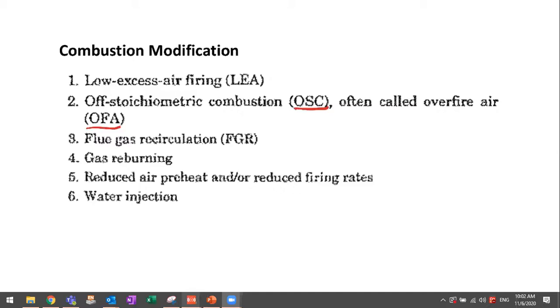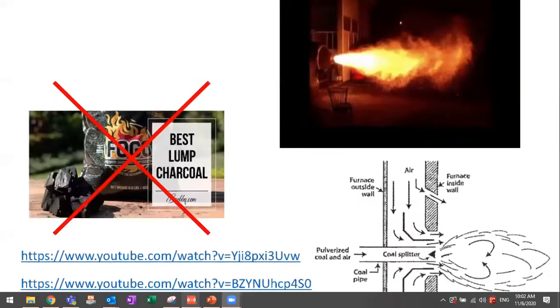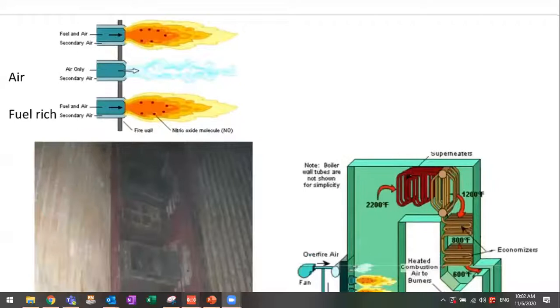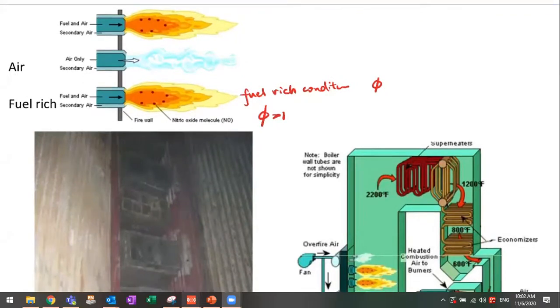Basically, the way it works is we're going to burn the fuel under a fuel-rich condition. We defined a parameter that's called the equivalence ratio. The equivalence ratio is larger than 1 in the fuel-rich flame, right? When we introduce the coal particles under fuel-rich conditions, there is less oxygen, so we're going to form some hydrocarbons that will further go up.